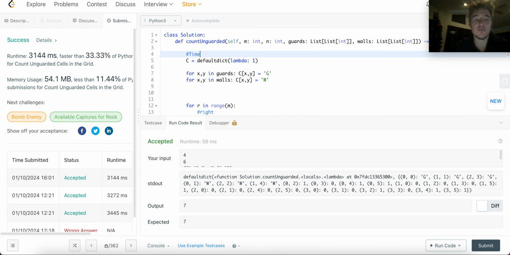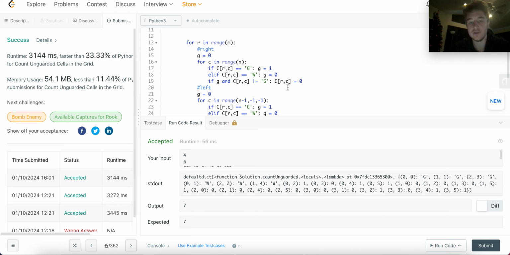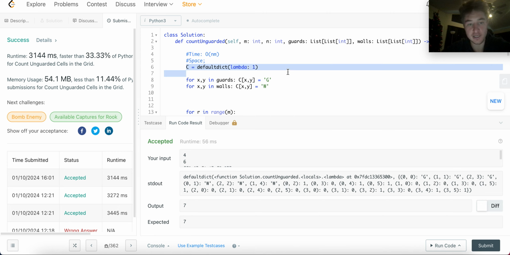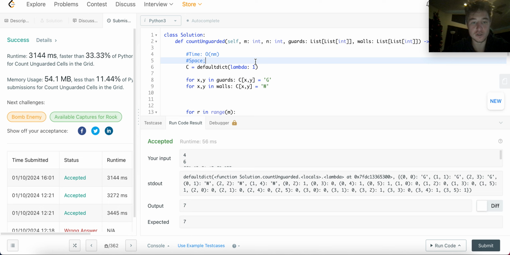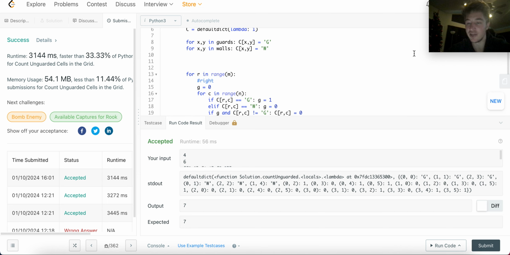Okay, so time we said was O of N times M. And for space, we actually have to keep track of the location of everything: has it been seen, has it not been seen, is there a guard there, is there a wall there? So that's also O of N times M in space, which is better than our old solution, which was O of G times M plus M. And now that I'm thinking about that old solution, you might actually need an extra factor of N times M because this takes N times M time too. So you might actually end up doing another N times M anyways.